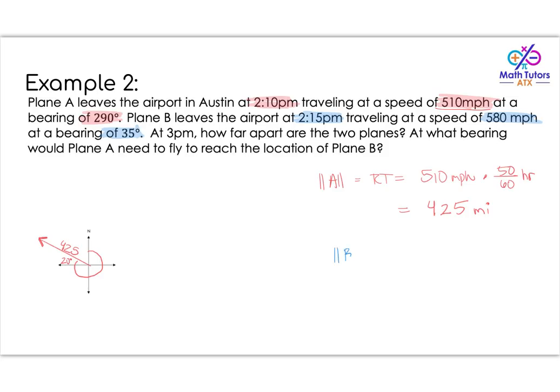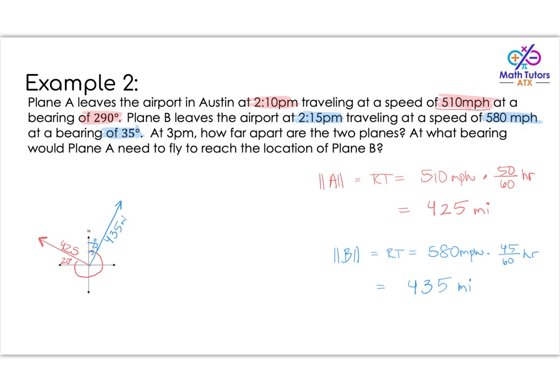Now let's find the magnitude of B, and we'll go ahead and draw the direction as well. So again, rate times time. We know that this one is traveling at 580 miles per hour. And 2:15 to 3 o'clock is 45 minutes out of those 60 minutes, or you can multiply by 3/4. And we get that it is 435 miles now from the airport. Now, a bearing of 35 means it's going just kind of like that far. So there's your bearing of 35 degrees here, and it's 435 miles.